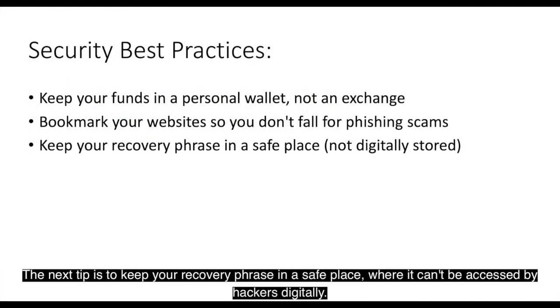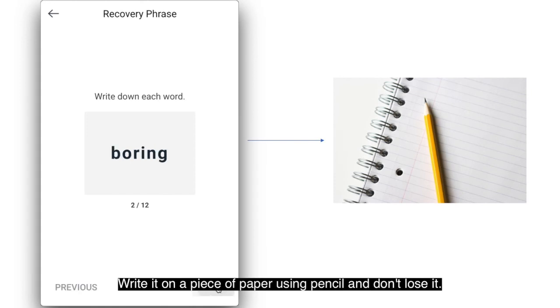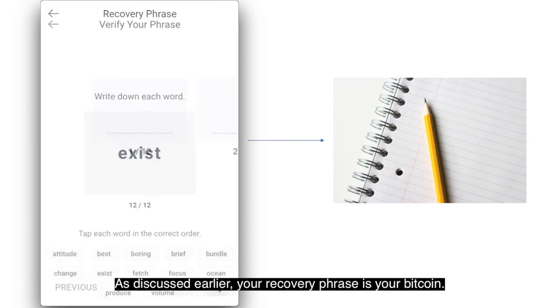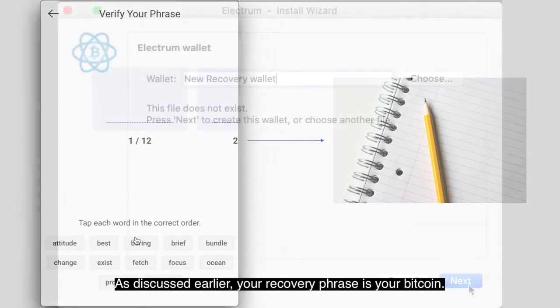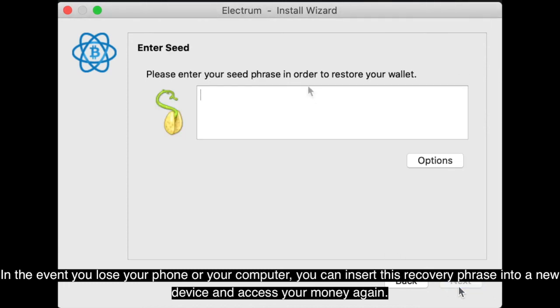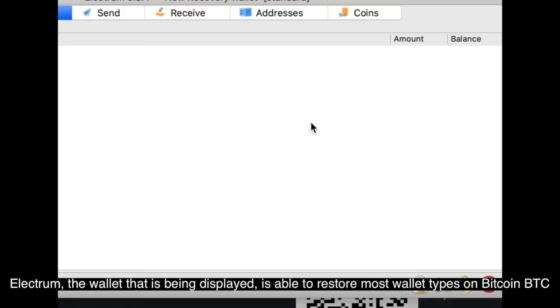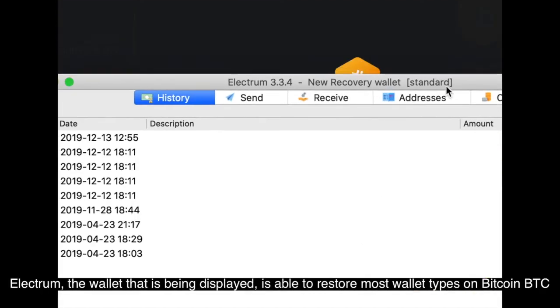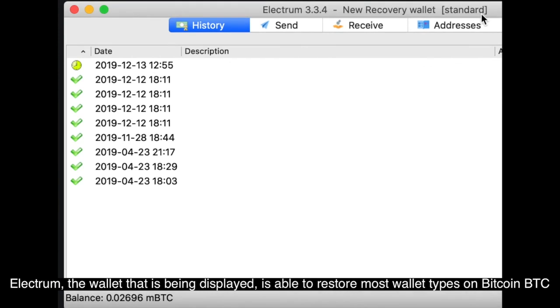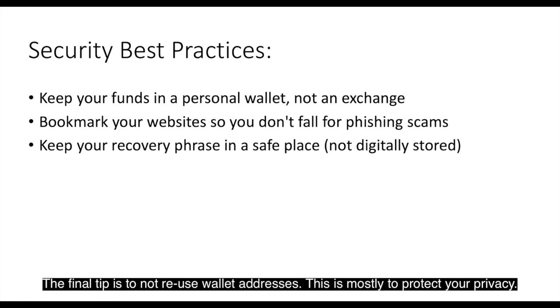The next tip is to keep your recovery phrase in a safe place where it can't be accessed by hackers digitally. Write it on a piece of paper using pencil and don't lose it. As discussed earlier, your recovery phrase is your Bitcoin. In the event you lose your phone or computer, you can insert this recovery phrase onto a new device and access your money again. Electrum, the wallet that is being displayed, is able to restore most wallet types on Bitcoin BTC. The final tip is to not reuse wallet addresses.